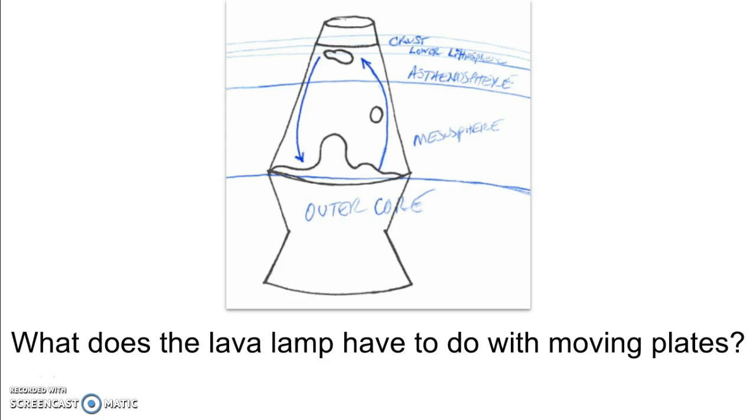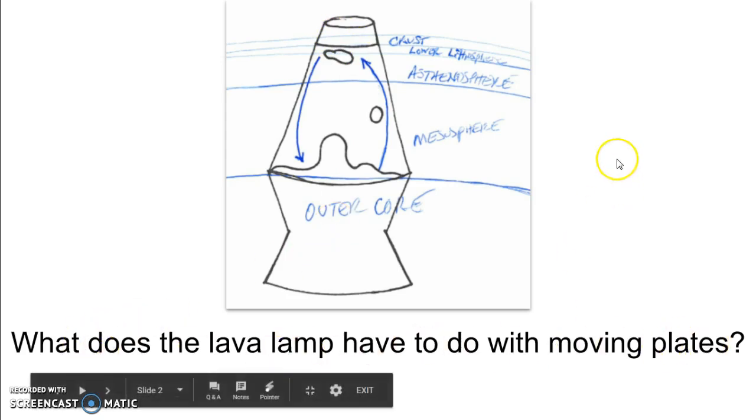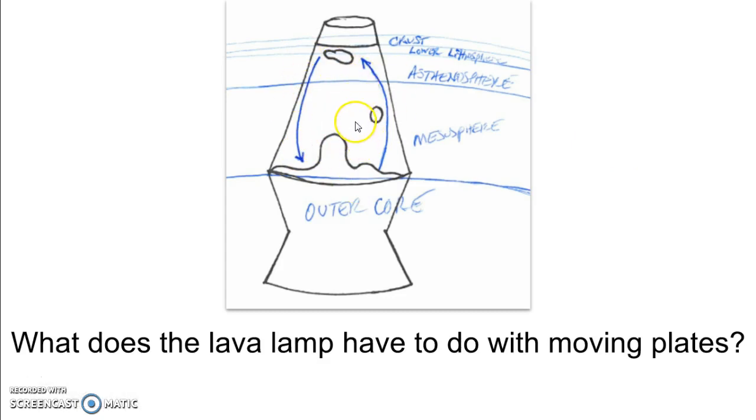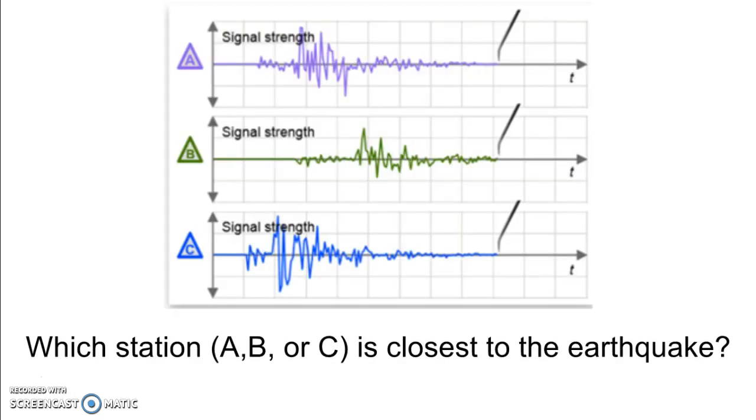Well, the lava lamp was our great example of the convection that happens in the mesosphere and the asthenosphere, all because of the heat from the outer core heating up this mantle material and making it convect. The crust sits on top of this material. So if this material, as it rises to the top like a lava lamp does, is moving in a certain way, that's going to make the crust move that way. So what does the lava lamp have to do with moving plates? The convection of the lava lamp is an example of what's going on in our interior, and that makes our crust move.